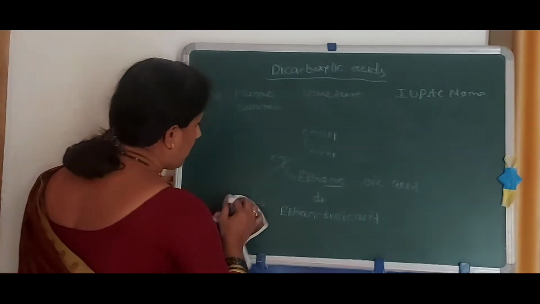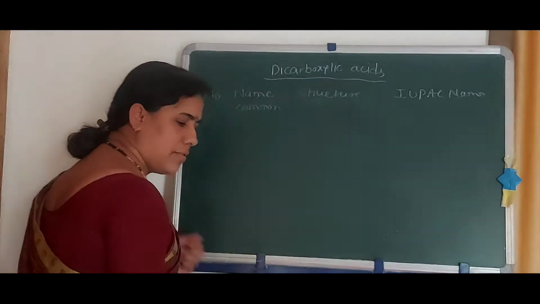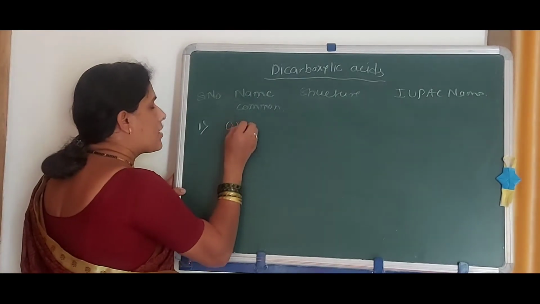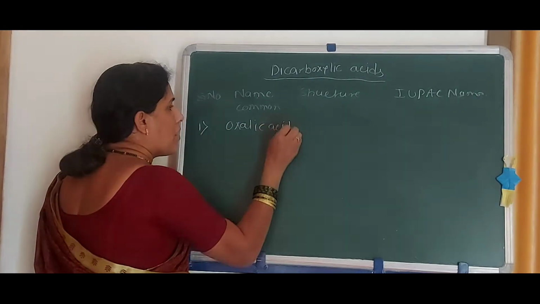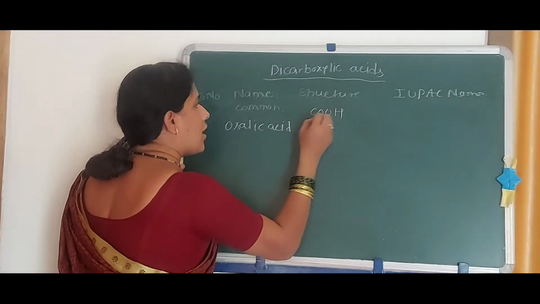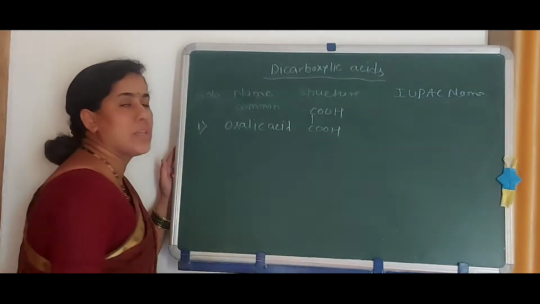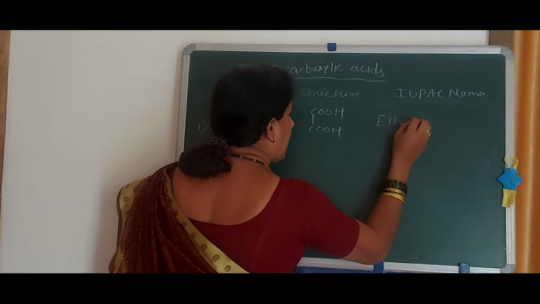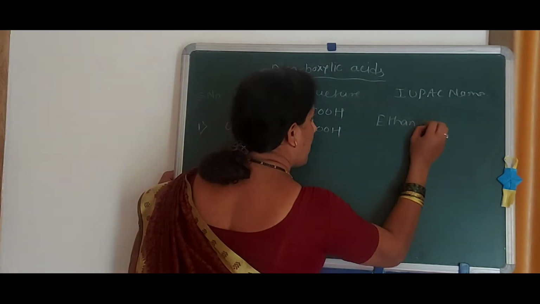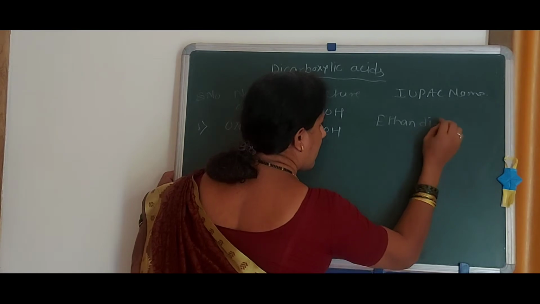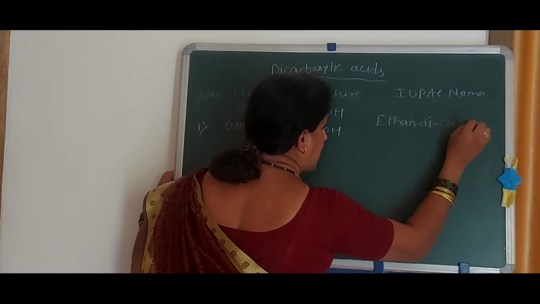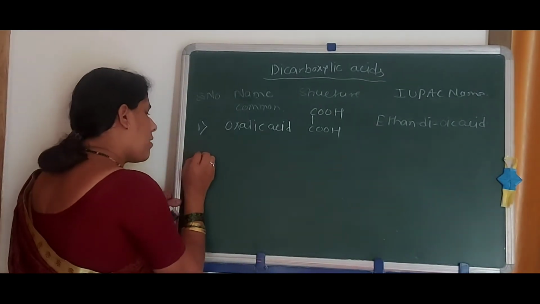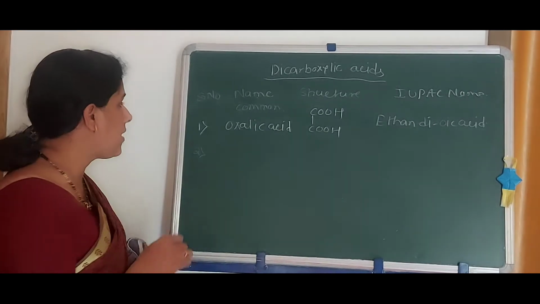Now one by one we are giving the names. The first compound is oxalic acid. The structure is COOH bond COOH. The IUPAC name: how many carbon atoms? Two carbon atoms, therefore ethane. The E is replaced by OIC acid. How many times? Di. Ethanedioic acid. This is the name of oxalic acid.